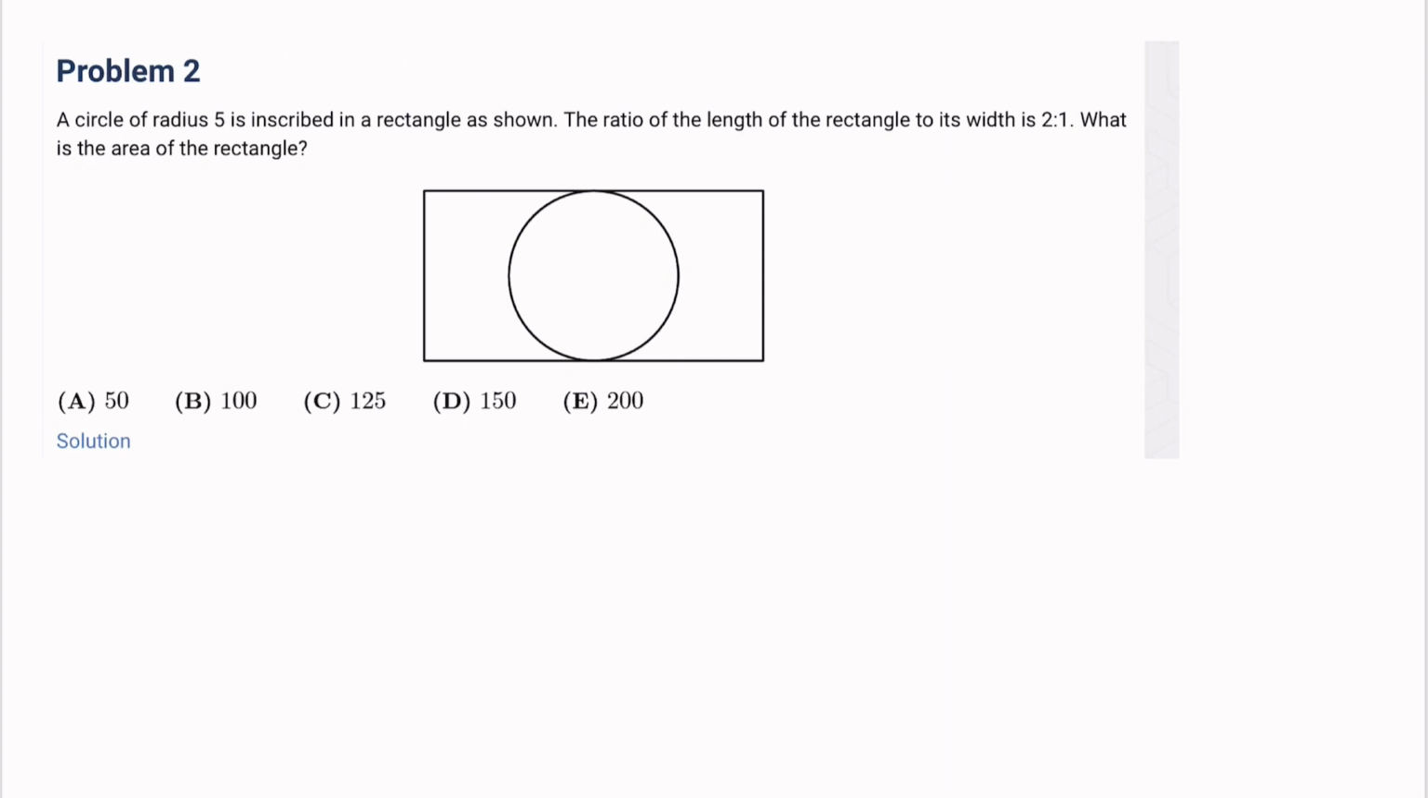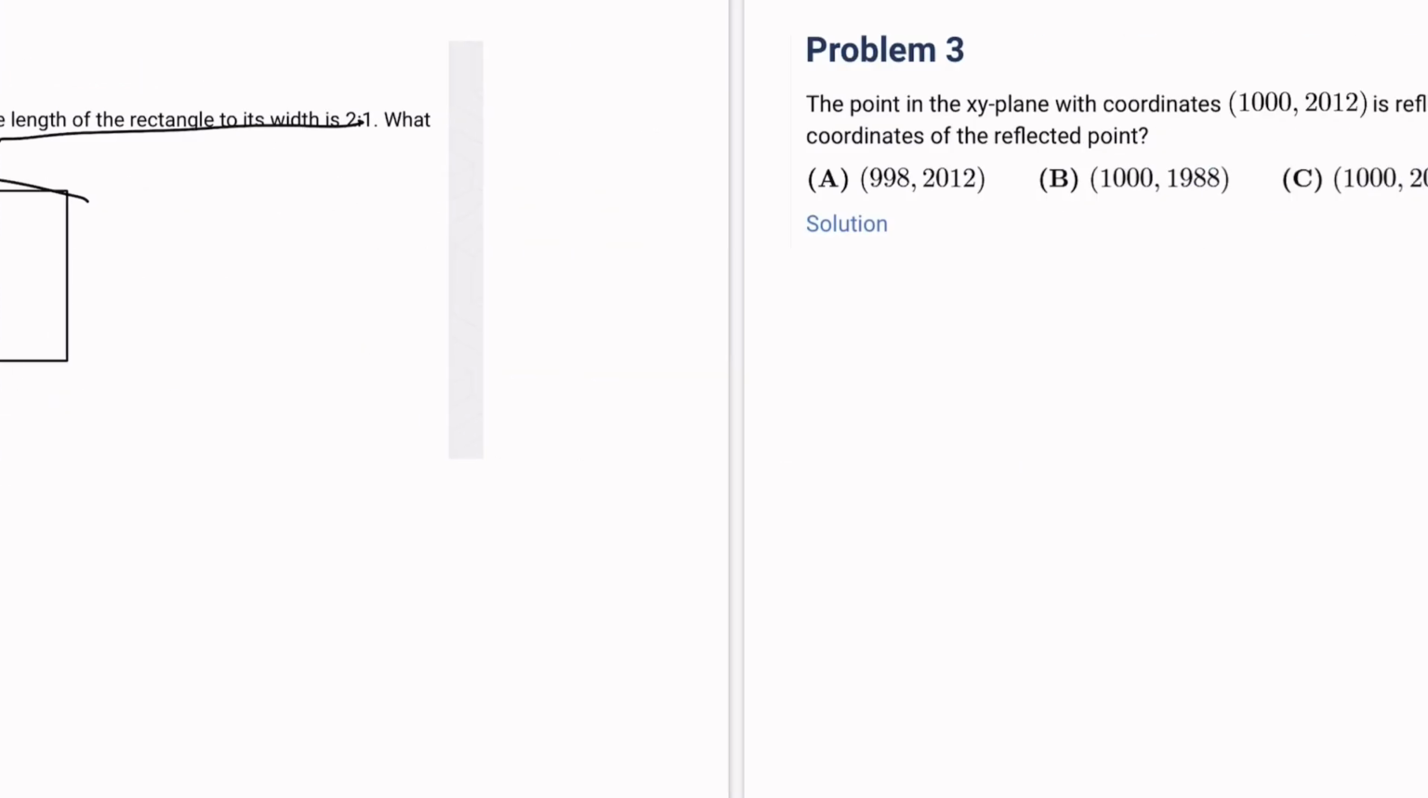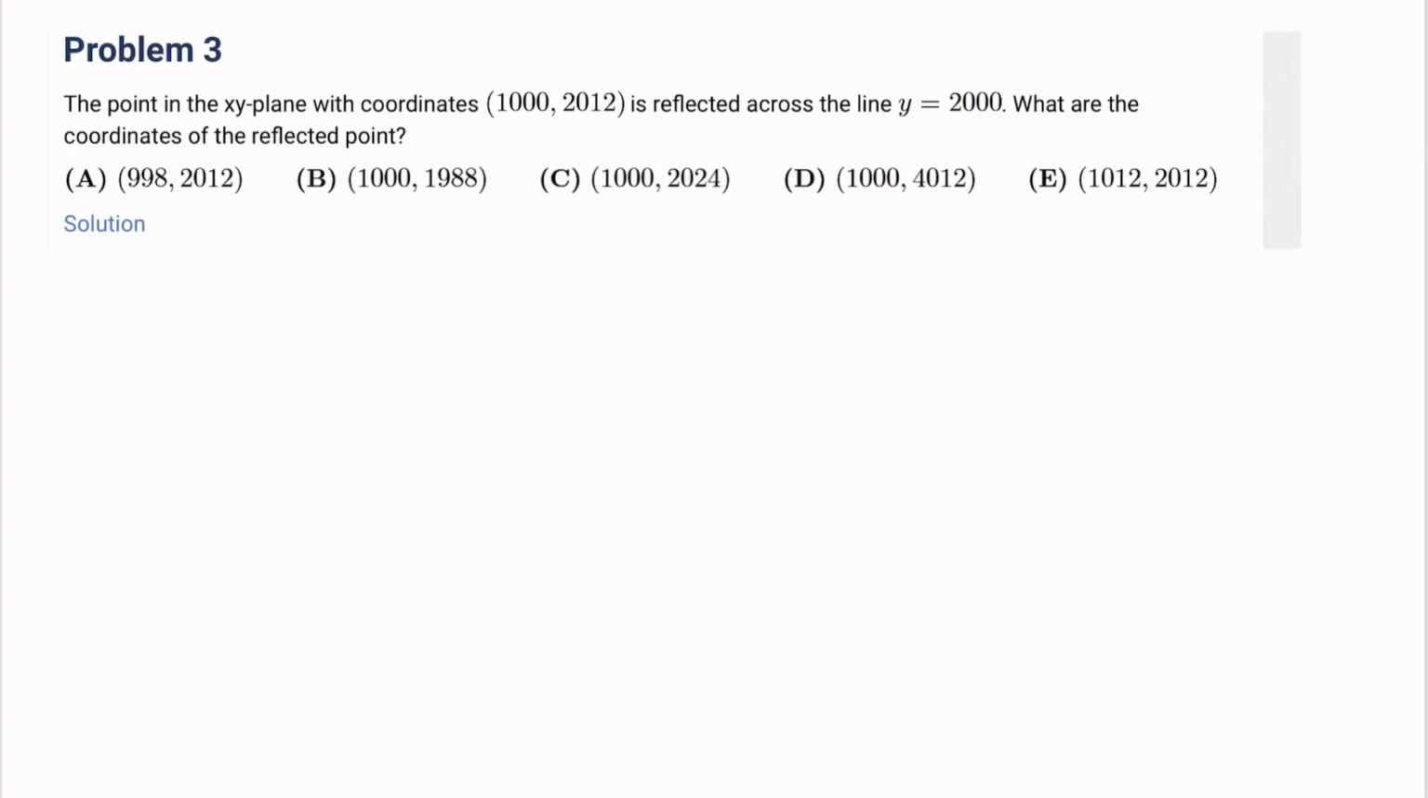Second problem, a circle of radius 5 is inscribed in a rectangle as shown. The ratio of the length to the width of the rectangle is 2 to 1. What is the area of the rectangle? So if the radius is 5, that means this is also 5 and this is also 5. So this would be 10. And since the length to the width is 2 to 1, this much would be 20, right? And so the answer would be 20 times 10, which is 200. The answer is E.